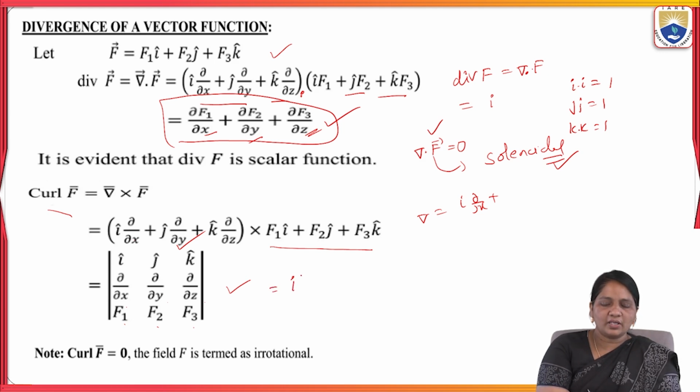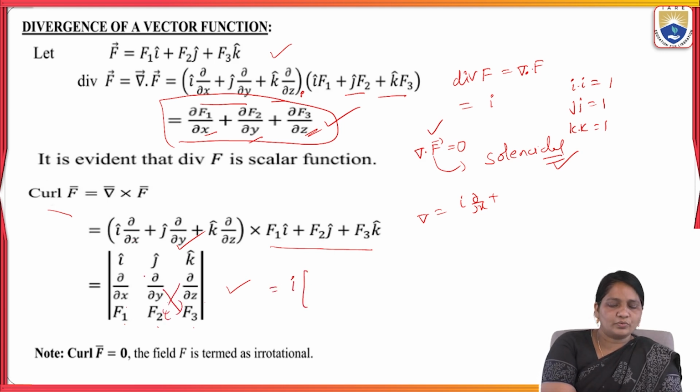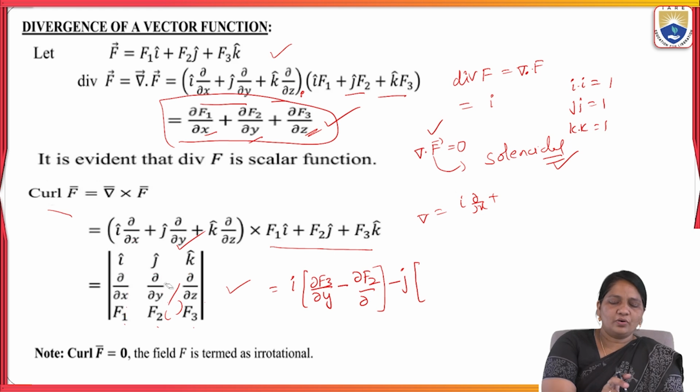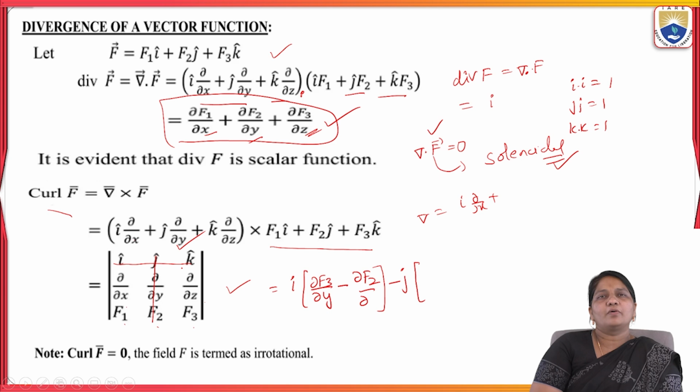So this value is i into the cross product, where we have to take everything except the first row and first column. So ∂F3/∂y minus ∂F2/∂z. So this is the first one. After that, minus j into, now we have to take the value, leaving out the middle row and first row and middle column, so then we do the cross product: ∂F3/∂x minus ∂F1/∂z.